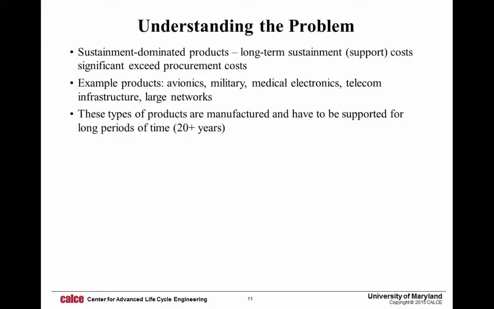So this is really the problem in a nutshell. Probably lots of people out there on this call know the problem very well, but we'll go through it very quickly. We're dealing here with what we call sustainment-dominated products. These are products and systems where the long-term support costs usually significantly exceed the cost of procurement of the system. This is fairly true for lots of safety, mission, and infrastructure critical systems, like airplanes, military, medical electronics, telecom infrastructure. You see other things listed as well. These products or systems are manufactured for a long time and supported usually for even longer. This says 20 plus years, but a lot of these systems are 30 or 40 years of support.